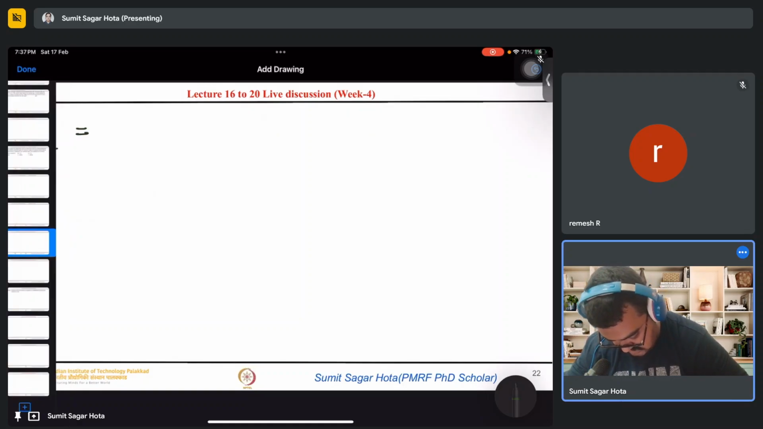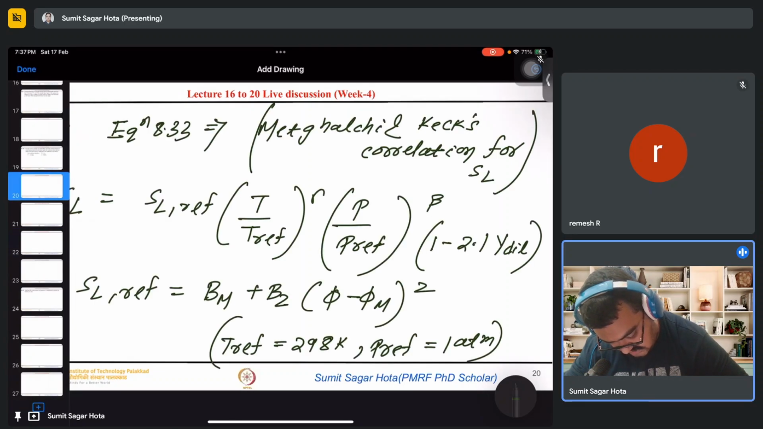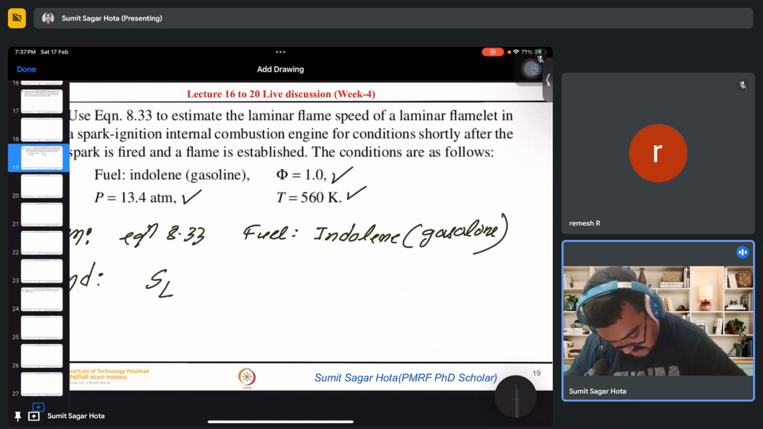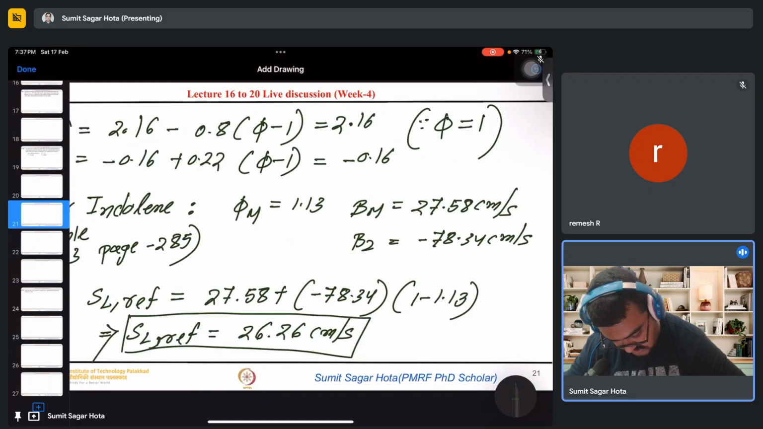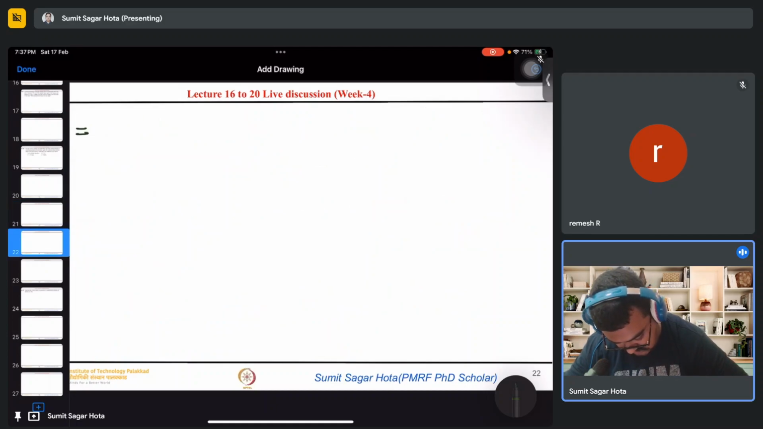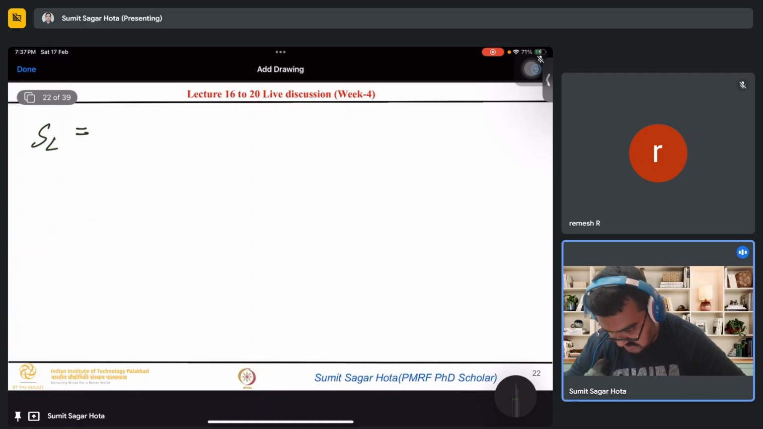In your SL formula, you just see SLREF (T by TREF) to the power gamma, (P by PREF) to the power beta, times (1 minus 2.1 Y dilation). All these values, T value 560 Kelvin, P value 13.4 atmospheric, are given. Then the exponents gamma and beta are also given. We just find 2.16 and minus 0.16. Now we are all set. We just have to substitute and find out SL.